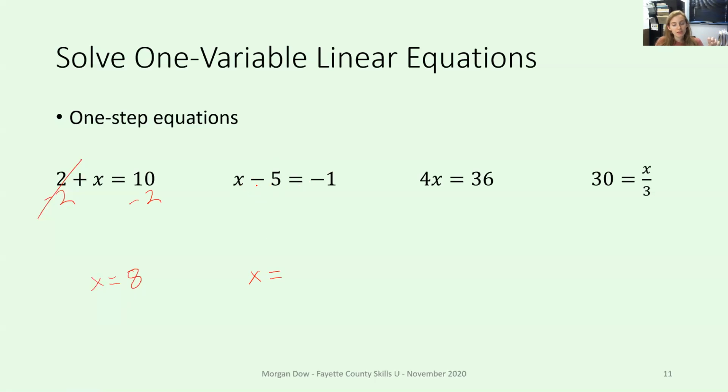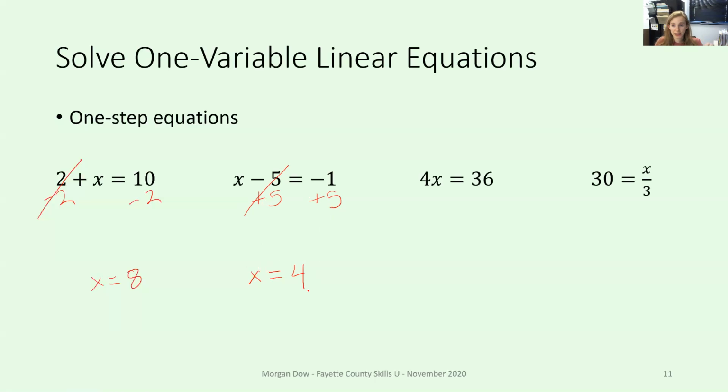So here, 5 is being subtracted from x. What is the opposite or the inverse of subtraction? Addition. So I'm going to add 5. Minus 5 plus 5 is 0. It becomes nothing. Since I added 5 over on the left side, I'm going to come over to the right side and add 5. So now, on the left side of my equation, all that's remaining is x. On the right side of the equation, negative 1 plus 5, that is equal to 4.